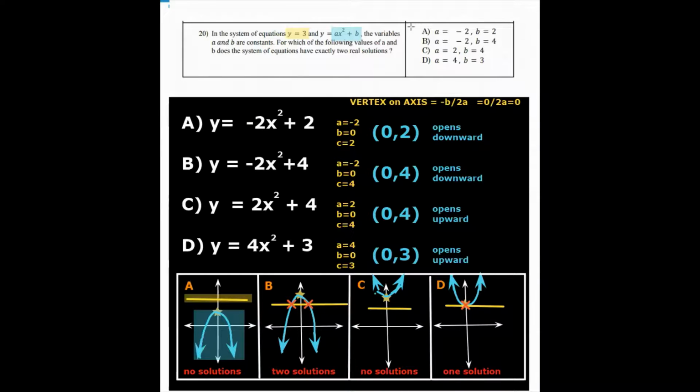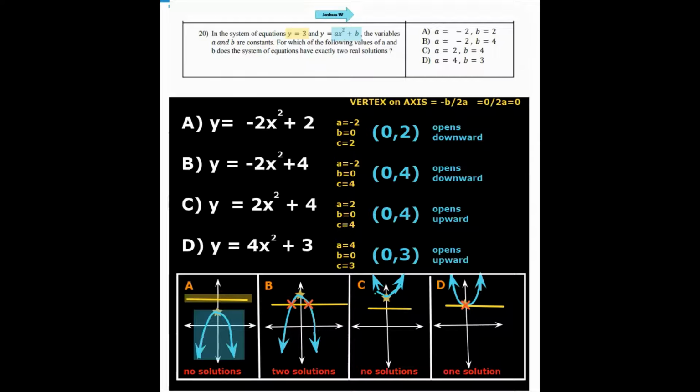Right. So what happens here in the choices is they're changing the A, which is like the aperture, if the parabola is wide or narrow. And they're also changing the B value, which has no x attached to it. So when you had it in standard form, that would normally be the C variable.